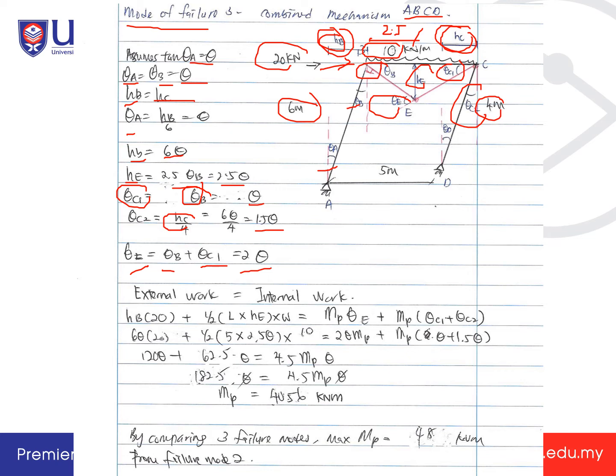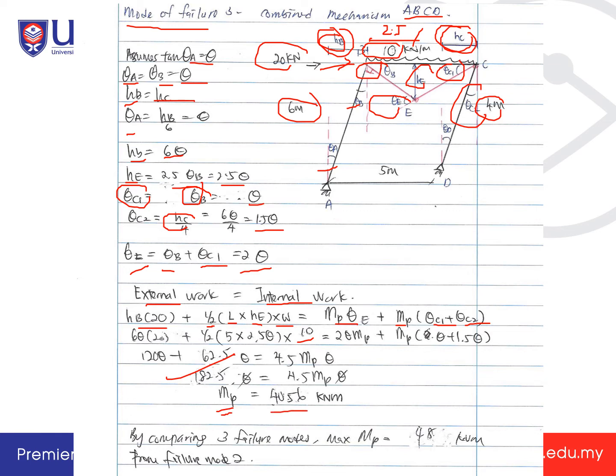After we obtain all of this, we can use the equation of external work equal to internal work. So HB times 20 plus the UDL load, 1 over 2 times L times HE times dW, which is 10, is equal to MP theta E plus MP theta C1 plus theta C2. You substitute and solve this, rearrange it, and you will get MP equal to 40.56 kilonewton meter.